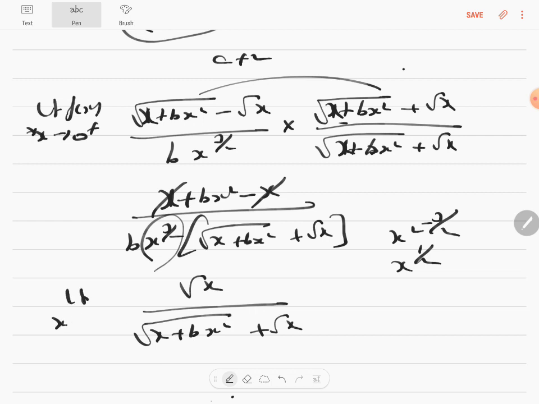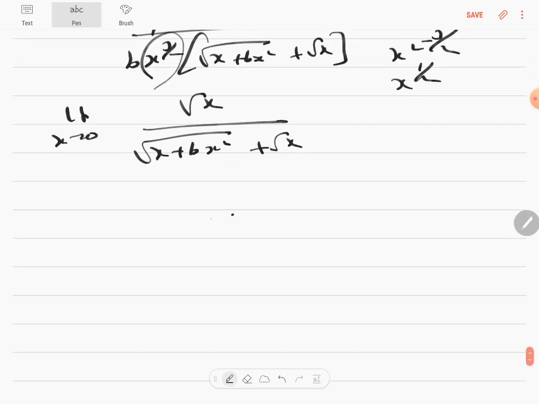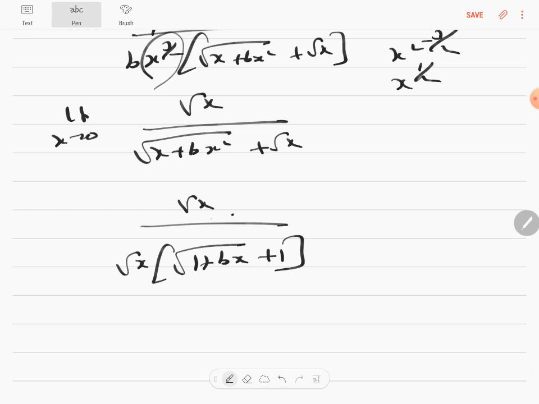Limit x tends to 0. Now, this is where children will get stuck. They don't realize that root x can be taken out common from the denominator. So root x can be taken out from the denominator, and it will become root of 1 plus bx plus 1. This is the thing they should know. Now root x and root x get cancelled. Limit x tends to 0, the denominator will not become 0. It will become 1 by 2.